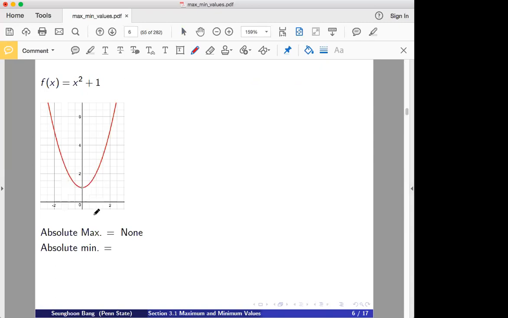So what's the maximum or minimum value? Always y value. Here, the y value is 1. So the answer is 1. So another one is f of 0. This is absolute minimum. Local maximum, same, we don't have it. Local minimum here. Locally lowest point, this one. Yes, 1, f of 0.